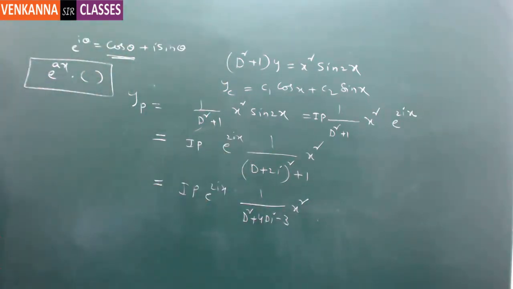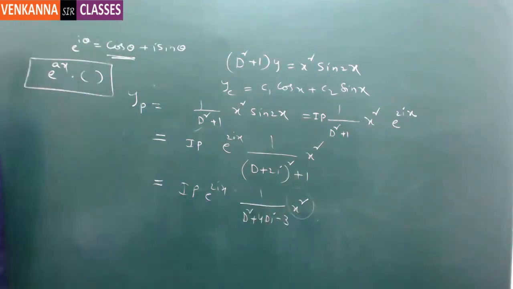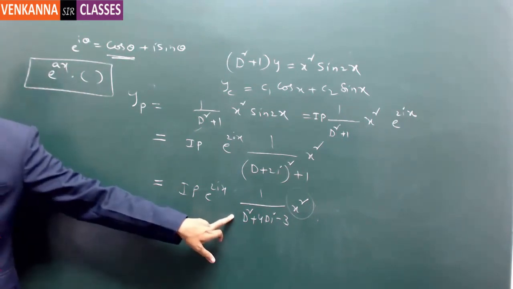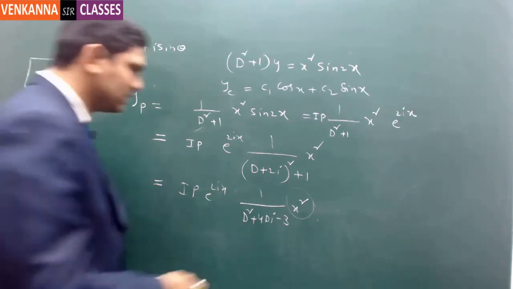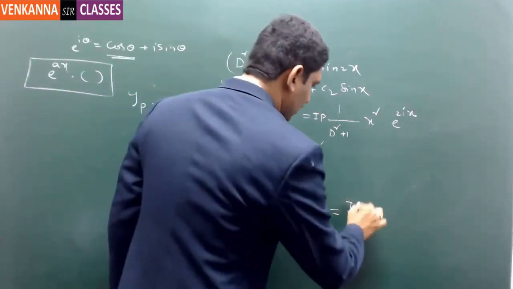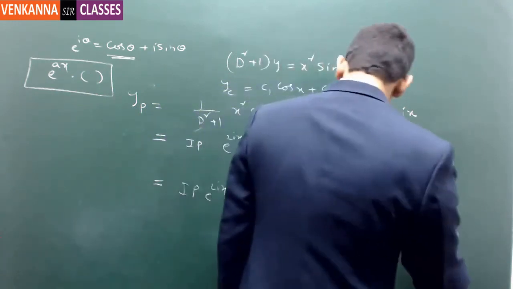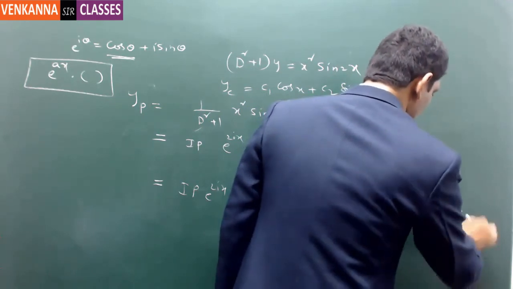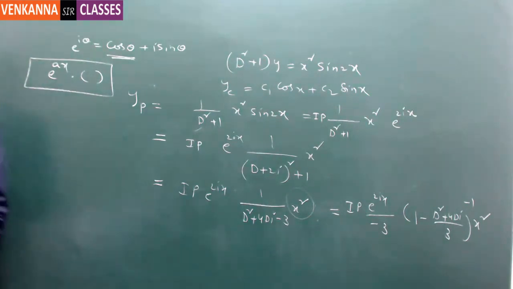So you are going to apply the technique of x power n, which we have discussed earlier, nothing but the denominator should be written in the form of 1 plus or minus something. So to achieve that, imaginary part e power 2ix by minus 3. So 1 minus of (d square plus 4di by 3) whole power minus 1 of x square. Is it acceptable? Please take the procedure.